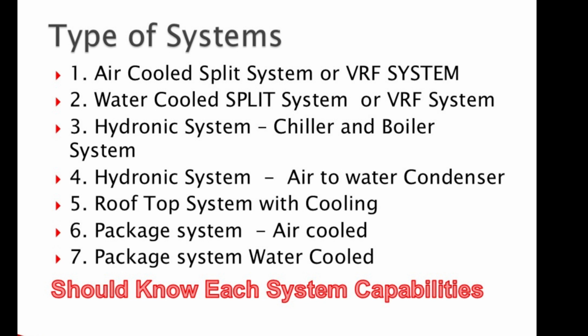6. Packaged systems. In these systems, the evaporator and condenser are combined into one unit, often installed outdoors. A common example is a barred unit, which is mounted on the exterior of a building. 7. Water-cooled packaged systems. Similar to packaged systems, but the condenser is water-cooled, eliminating the need for ductwork to the outside.